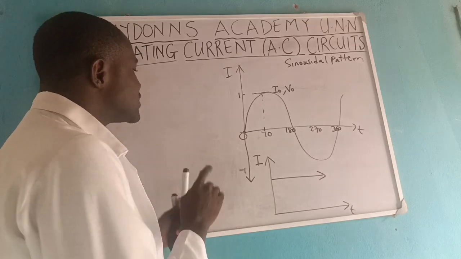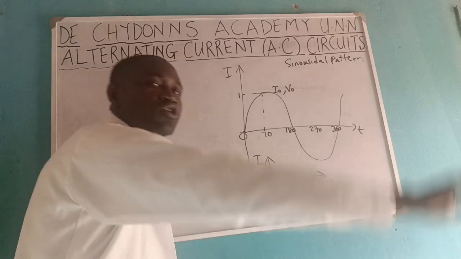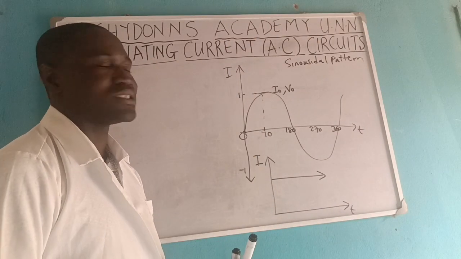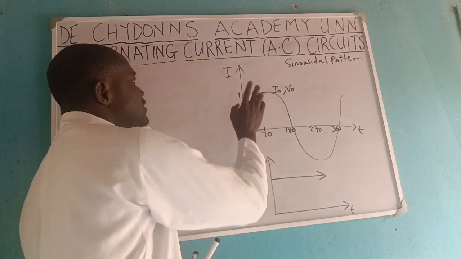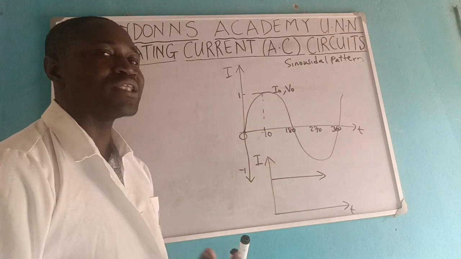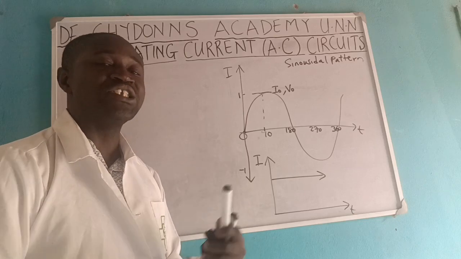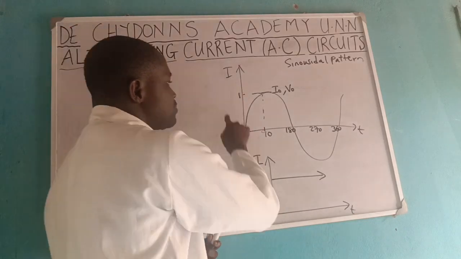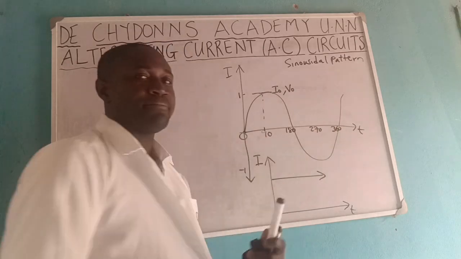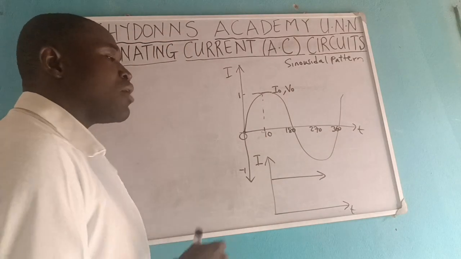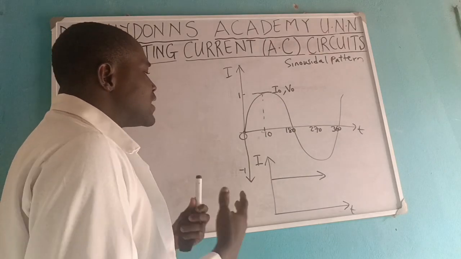In direct current circuits, the current flows in one direction. It doesn't change. It is constant. Whereas in alternating current circuits, the current flows in a reverse direction. It changes periodically. It changes periodically with what? Time. I believe you understand the explanation. Okay?